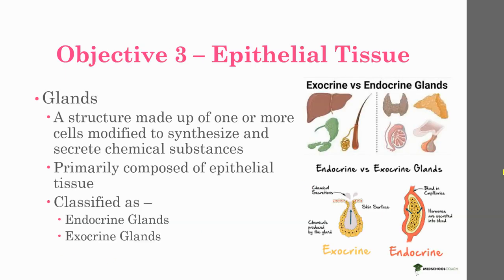All right, now also included in our epithelial tissue is going to be our glands. And glands are structures that are going to secrete substances. And we have two main types of glands. We have endocrine and exocrine. And for the most part, they are going to be made up of epithelial tissue. There could be some that contain connective tissue as well.